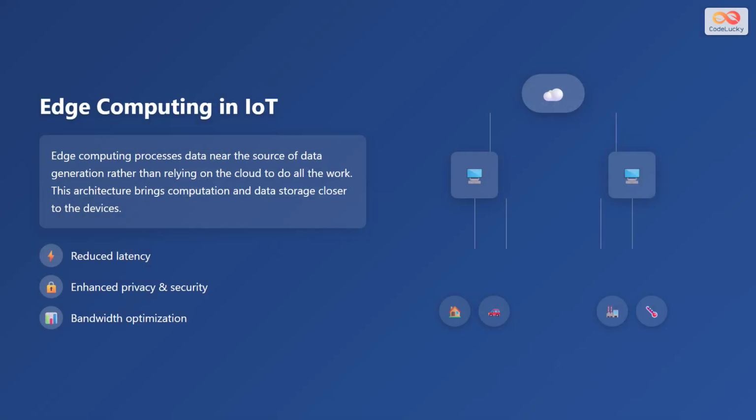Let's explore edge computing in the context of Internet of Things. Edge computing involves processing data closer to the source of data generation. Instead of relying solely on the cloud, this architecture brings computation and data storage closer to the devices themselves. There are several benefits to this approach. First, reduced latency, since data doesn't have to travel as far for processing. Second, enhanced privacy and security, as sensitive data can be processed locally. Third, bandwidth optimization, reducing the amount of data transmitted to the cloud.